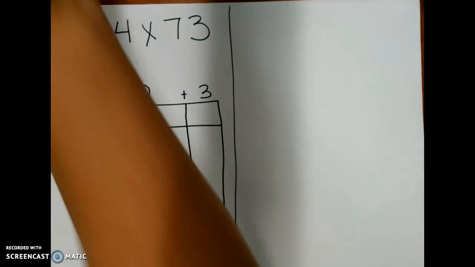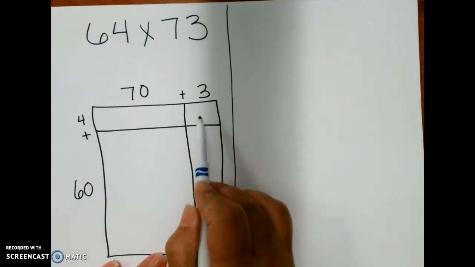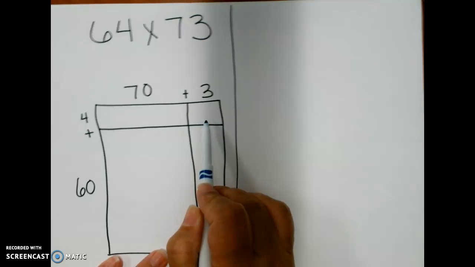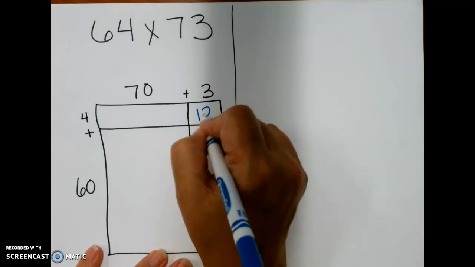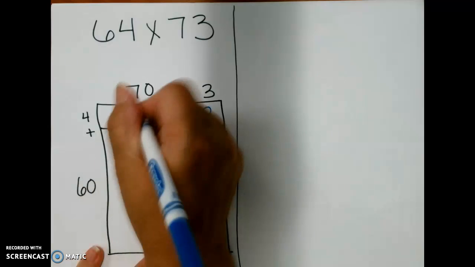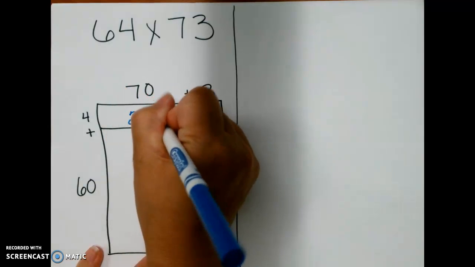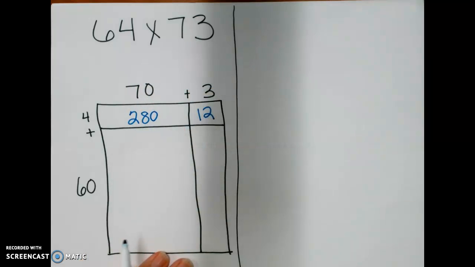Now, Ms. Walker is going to color code this so you can see what I'm multiplying each time. So the first thing I'm going to do is multiply 4 times 3. That's my ones times my ones. That's what I'm going to multiply first. So 4 times 3 is 12. And 4 times 70 is 280. 4 times 7 is 28, times 10 to get that 70 is 280.